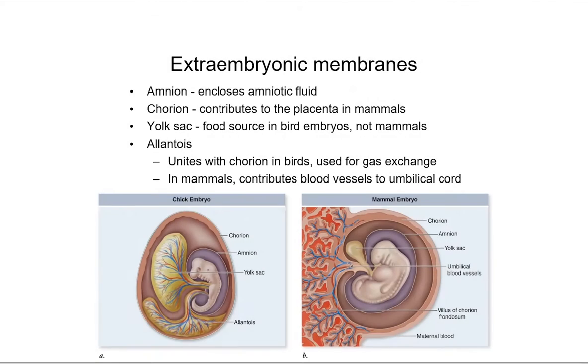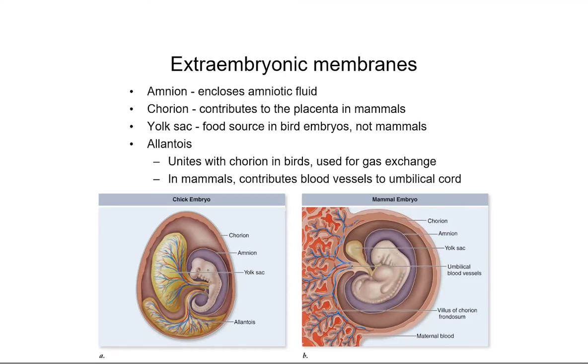And now let's compare the extraembryonic membranes in two amniote models, the chick and the mammal. So the amnion is the innermost membrane that encloses the embryo of a mammal, bird, or reptile. The chorion is the outer membrane that surrounds the embryo, and in mammals, it contributes to the formation of the placenta. In reptiles and birds, the yolk sac has a function associated with nutrition, whereas in mammals, the yolk sac acts as a source of primordial germ cells and blood cells.